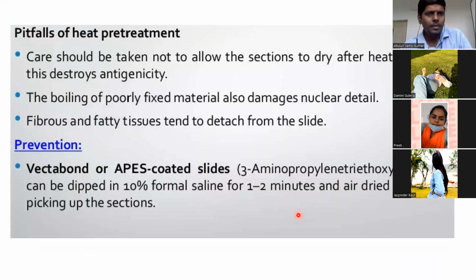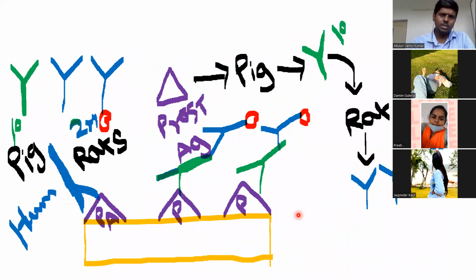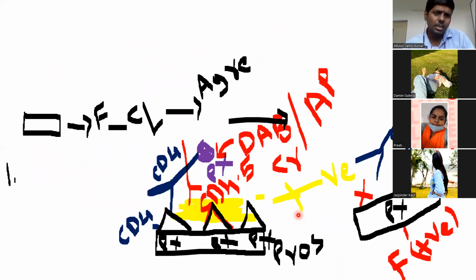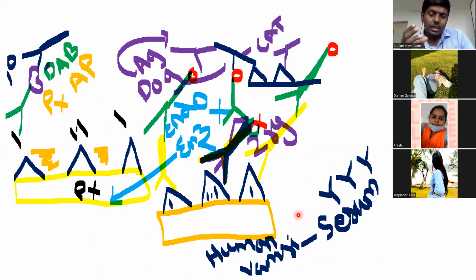Then we also discussed endogenous enzyme blocking. I think I haven't discussed how to block specific enzymes. That we will discuss in tomorrow's class. Anyway, then we discussed blocking of non-specific antigen sites within the tissue.